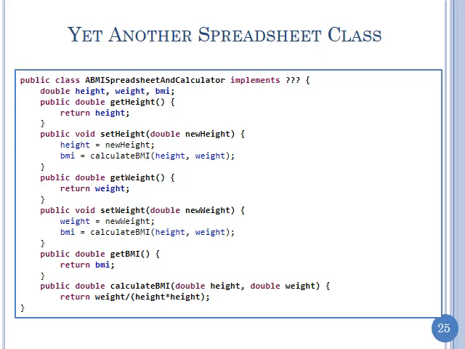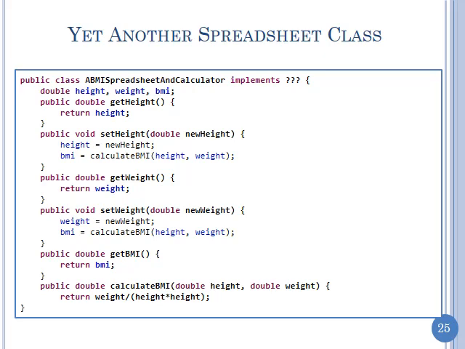Okay, let's confuse things a little bit more. Anybody see a difference between this class and the classes I've defined earlier? Yeah? Oh, I don't have an interface name. That's good, because I'm confused. It has a method calculate BMI.